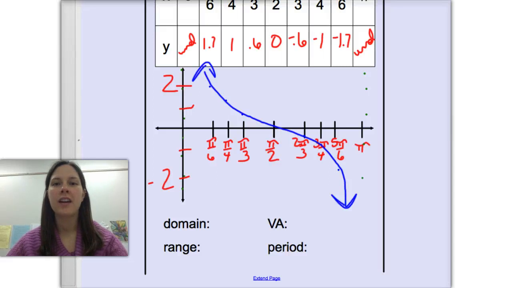So let's take a look at the things I forgot to look at the end of the last video. Domain for the cotangent function: notice how the asymptotes are at 0 and pi, and the period of the cotangent function is the same as the period for the tangent, so that's pi. So the domain is x cannot equal multiples of pi.